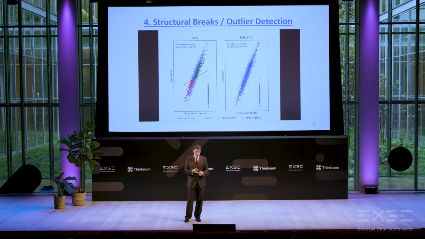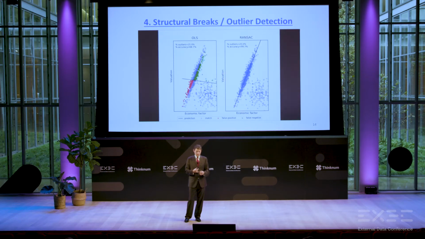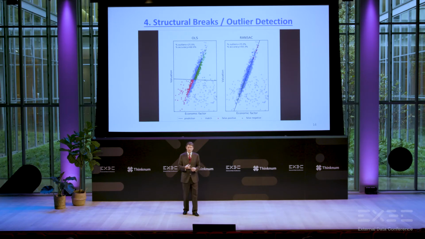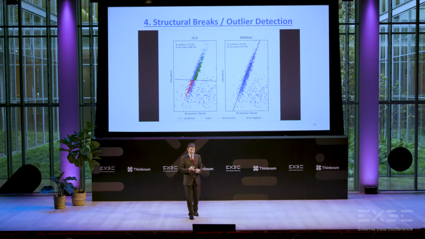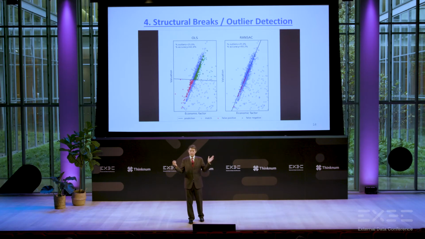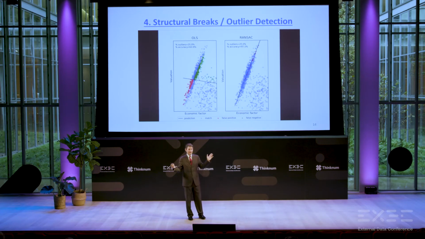What happens if we go to 25% of outliers? Well, now the regression line even has a zero or even negative slope. It's getting everything completely wrong. RANSAC, unaffected. Just whistling around saying, throw me more. I don't care.